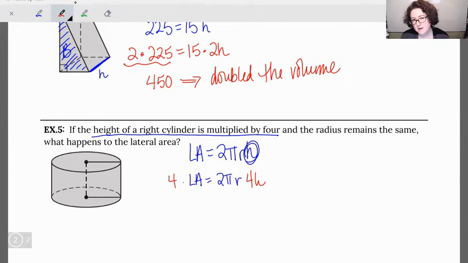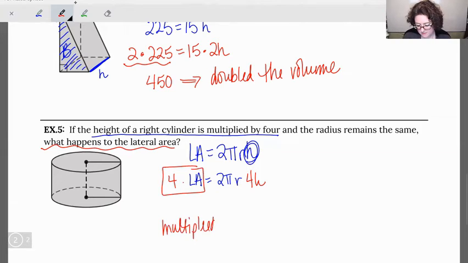So if I go back, because I don't really have anything else I can simplify. We don't have any other numbers filled in on this one. But the question is, what happens to the lateral area? So what did we do to the lateral area on the left-hand side? Yeah, we just multiplied it by 4.